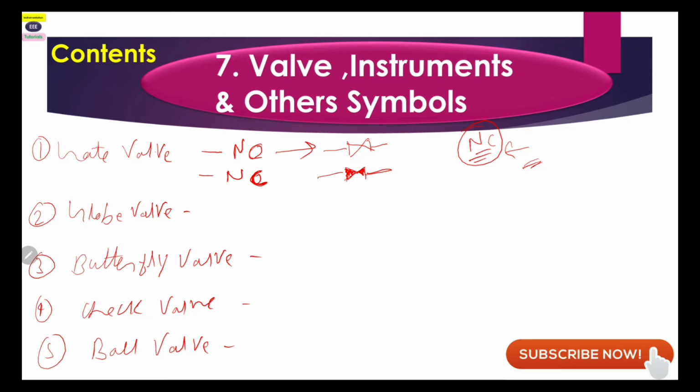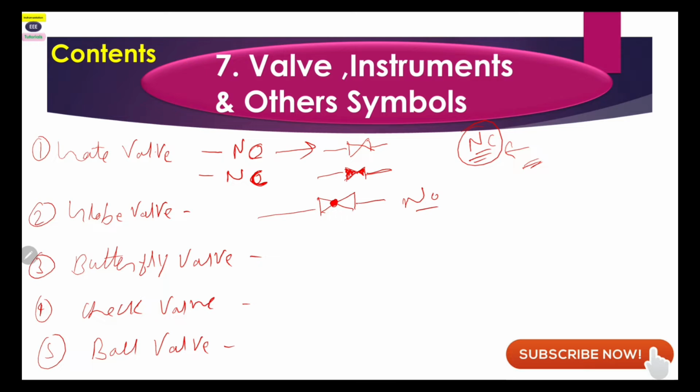Now the globe valve symbol is similar to the gate valve. The only difference is that in the globe valve there is one big dot in the center of the valve. So this is the symbol of the globe valve, normally open.